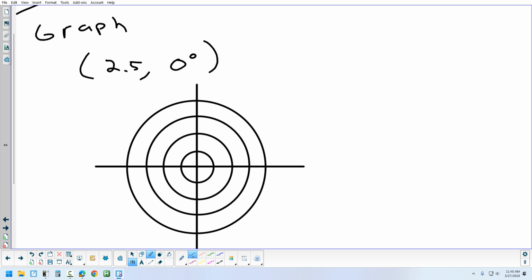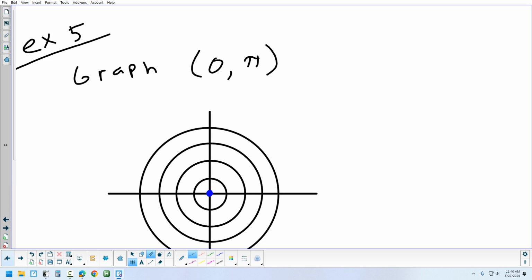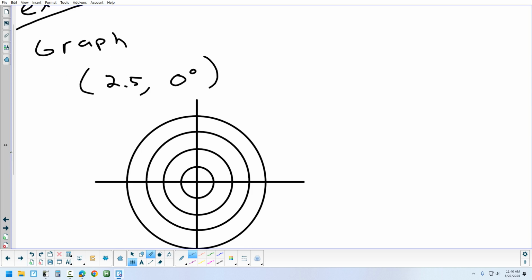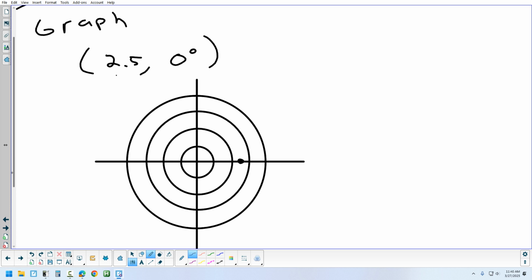All right. How about this one? So we had 0 in the first spot, 0 in the second spot. Is that going to be at the origin? No, go over 2.5, and then there's just no rotation. Yeah. So we're going to be right there. When 0 is in the second spot, that means your point is on the polar axis somewhere, but it's not at the origin. The only way it can be at the origin is if the first number is 0. Okay. Any question on graphing a polar coordinate?